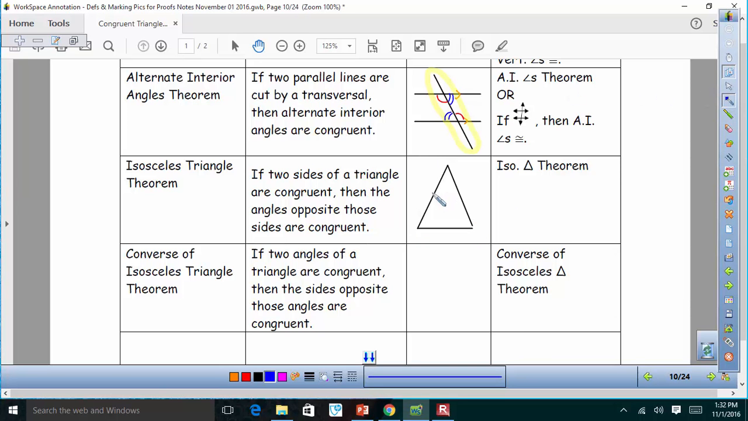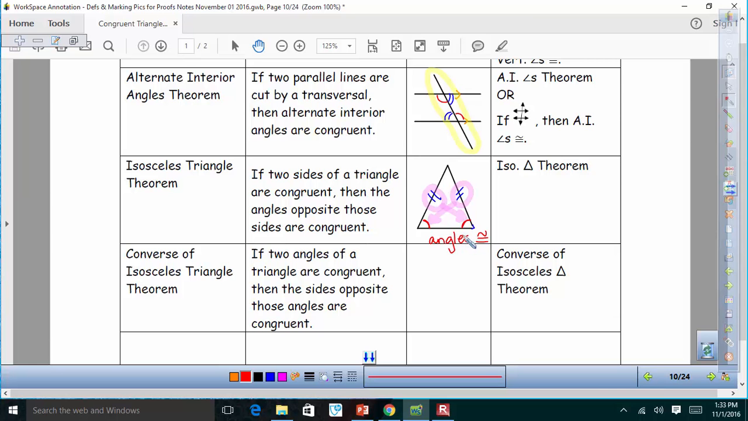So in an isosceles triangle, the two legs are congruent, right? Then this theorem tells me that if these two legs are congruent, then that implies that the angles opposite, so this angle and this angle, would also be congruent. So I can go ahead and put angle marks right here to show that this and this are congruent. Okay? So the fact that these sides are congruent shows me that the angles are congruent.